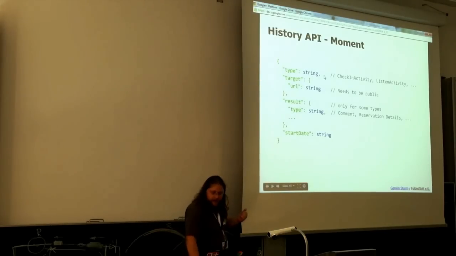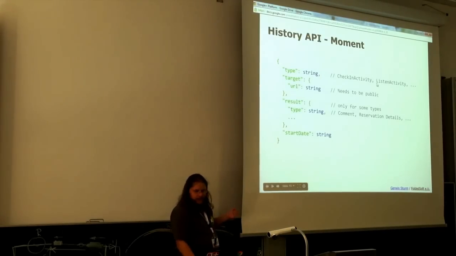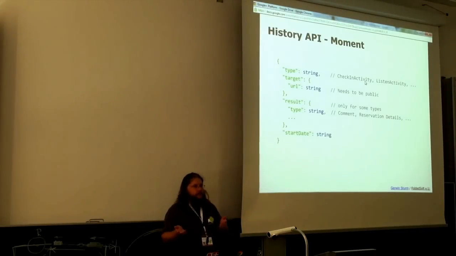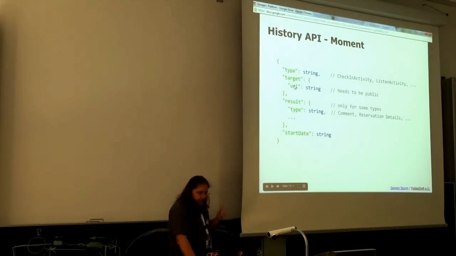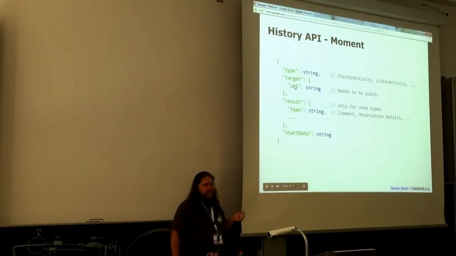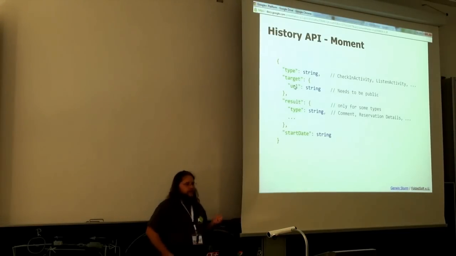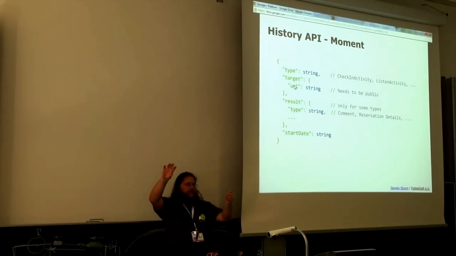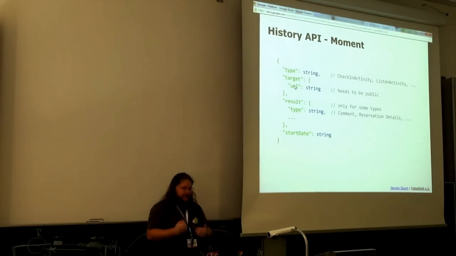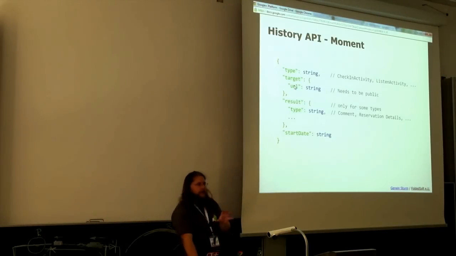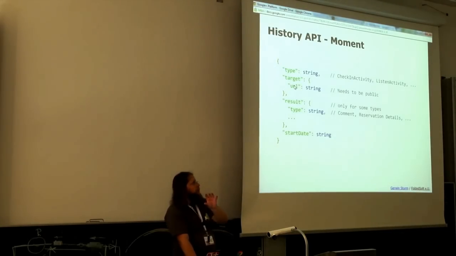A moment is defined by a type, which can be a check-in activity or a listen activity. The most generic type is just add, so it's an add activity: I added something to my history. The moment itself is defined by a URL. Now the problem with the history API is you need a public URL to define your moment. Because the way it works is you send the moment to the API, then a Google bot comes, checks the URL, reads information about this moment, and enters this information into history. So you can't directly define the information about the moment inside of the API. You have to define it on some public URL.